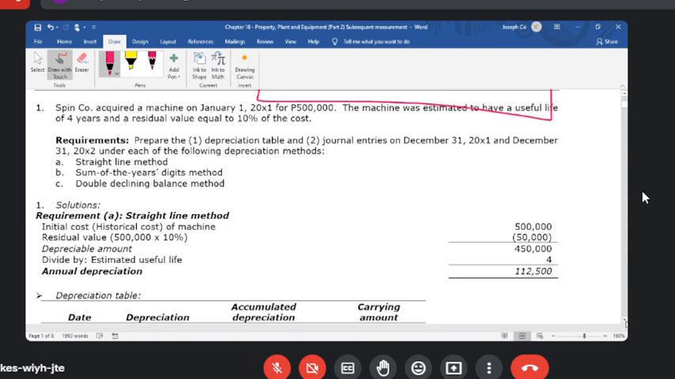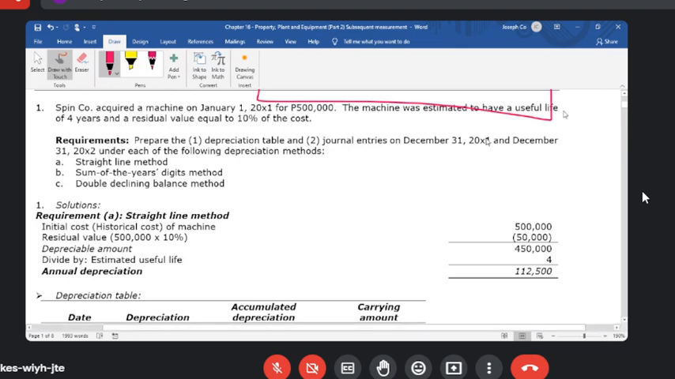Spin Company acquired a machine on January 1, 2021 for 500,000. The machine was estimated to have a useful life of 4 years and a residual value equal to 10% of the cost. Prepare a depreciation table and journal entries on December 31, 20x1 and December 31, 20x2 under each of the following depreciation methods: straight line, sum of the years' digits method, and then double declining balance method.